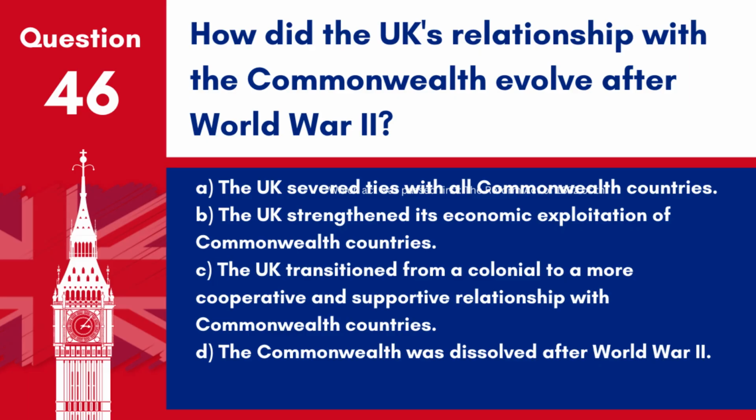Question 46. How did the UK's relationship with the Commonwealth evolve after World War II? A. The UK severed ties with all Commonwealth countries. B. The UK strengthened its economic exploitation of Commonwealth countries. C. The UK transitioned from a colonial to a more cooperative and supportive relationship with Commonwealth countries. D. The Commonwealth was dissolved after World War II.